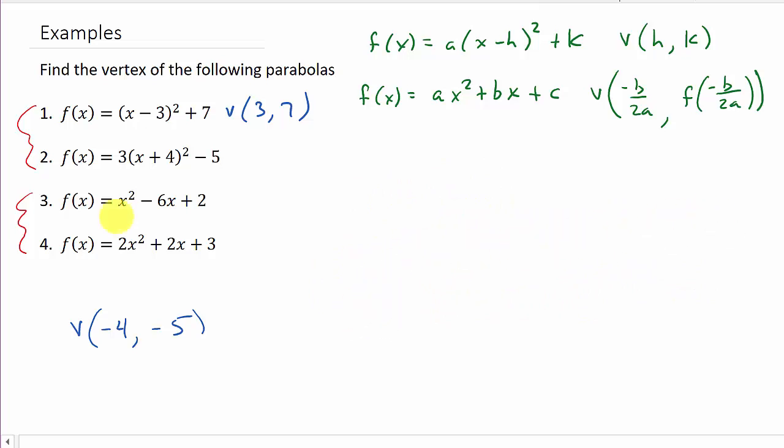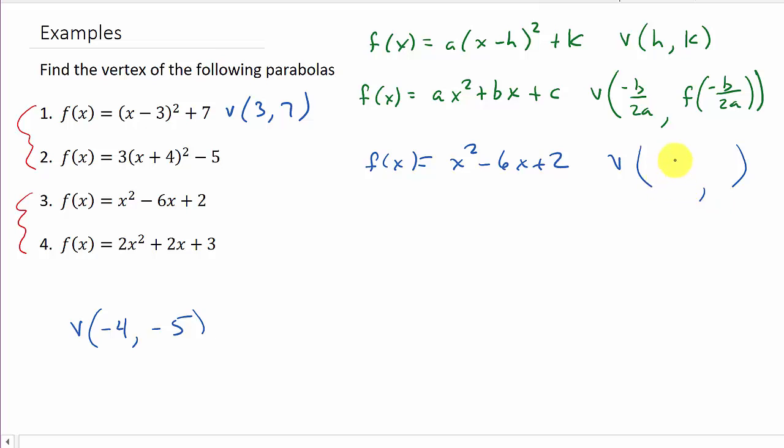All right, so now let's look at this. We've got f of x is equal to x squared minus 6x plus 2. All right, so the vertex, let's get our vertex.